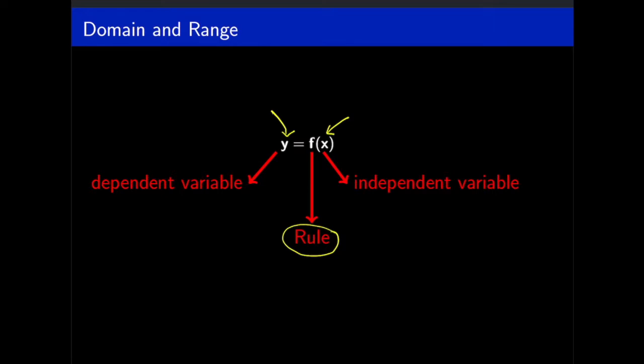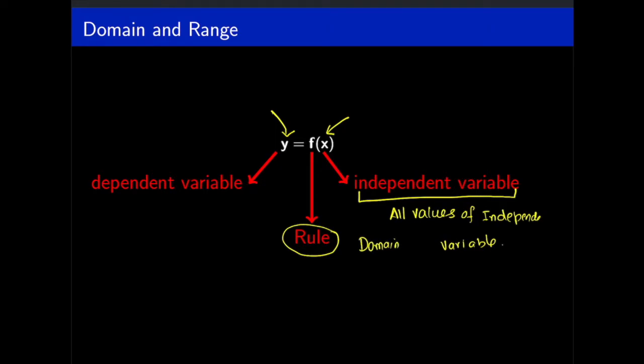So what is the domain? Domain is actually the values of the independent variable. All the valid values of the independent variable are called the domain. It means when you plug any value from this domain set into the function, you get a valid output, and that is denoted by y.